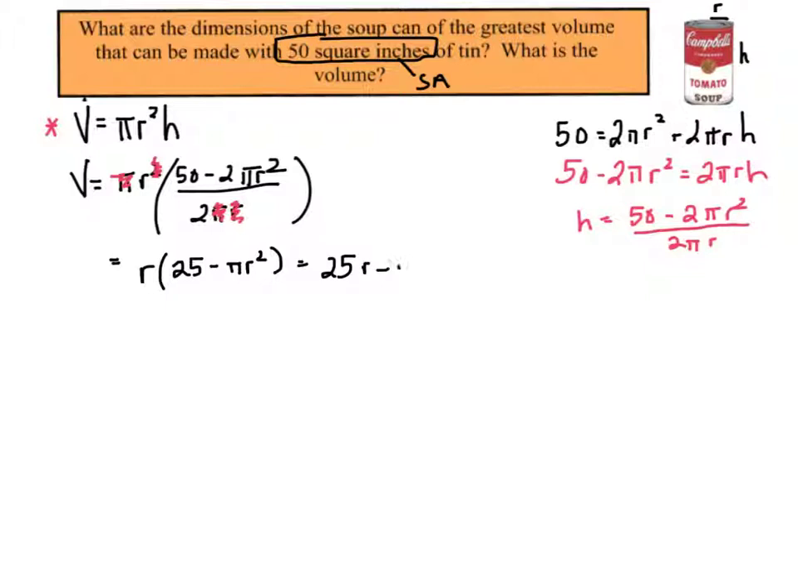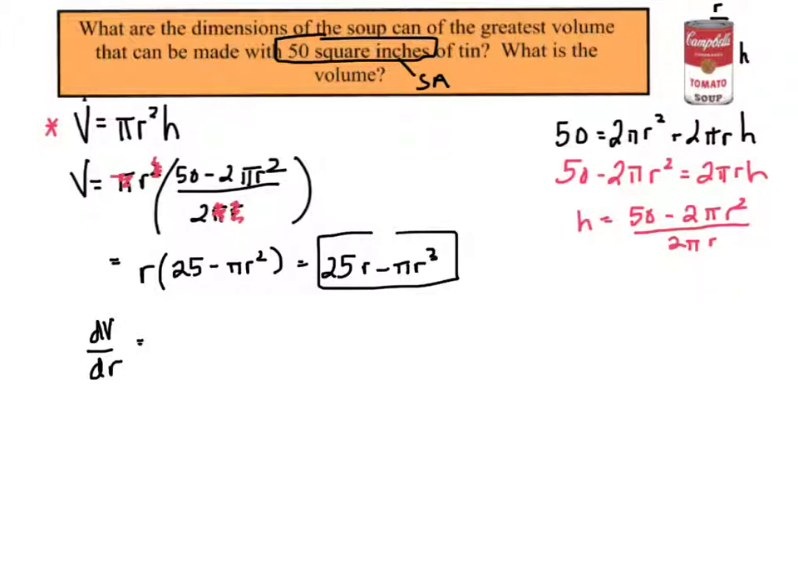25r minus pi r cubed. Okay, so here's our equation. Came out pretty darn nice. In the interest of time, I'm not going to talk about domain on this one. Needless to say, maybe that r has to be greater than 0. We could certainly solve using this. We could solve for what h has to be, or what r has to be less than. But let me just move on to dV/dr.